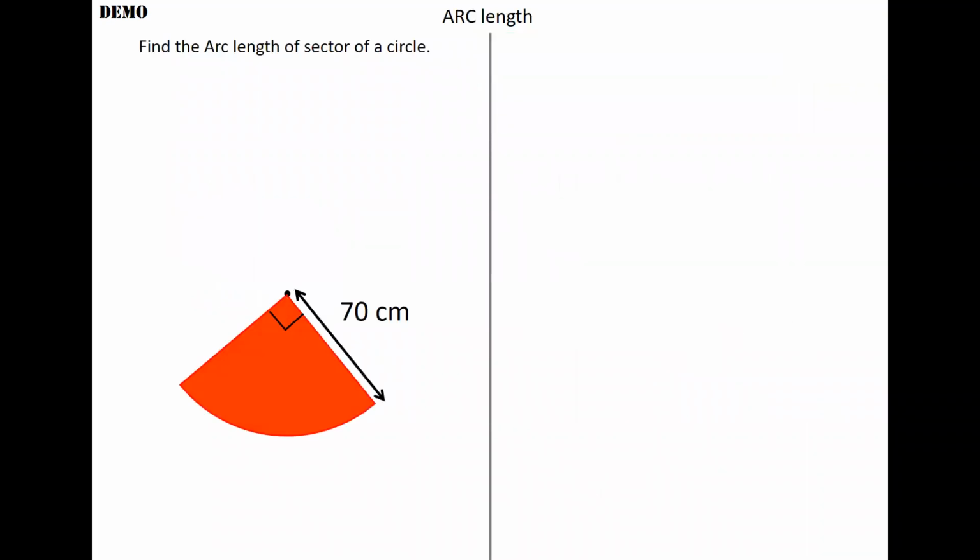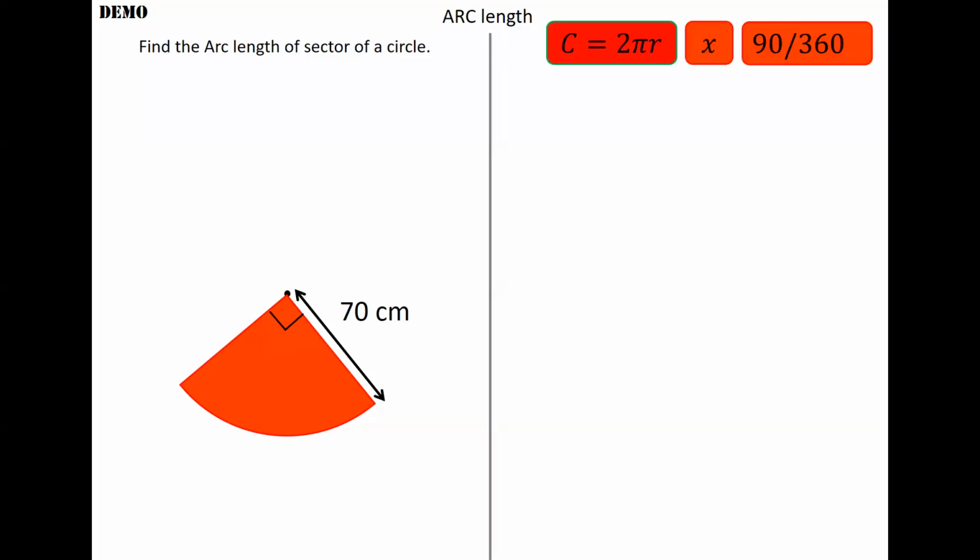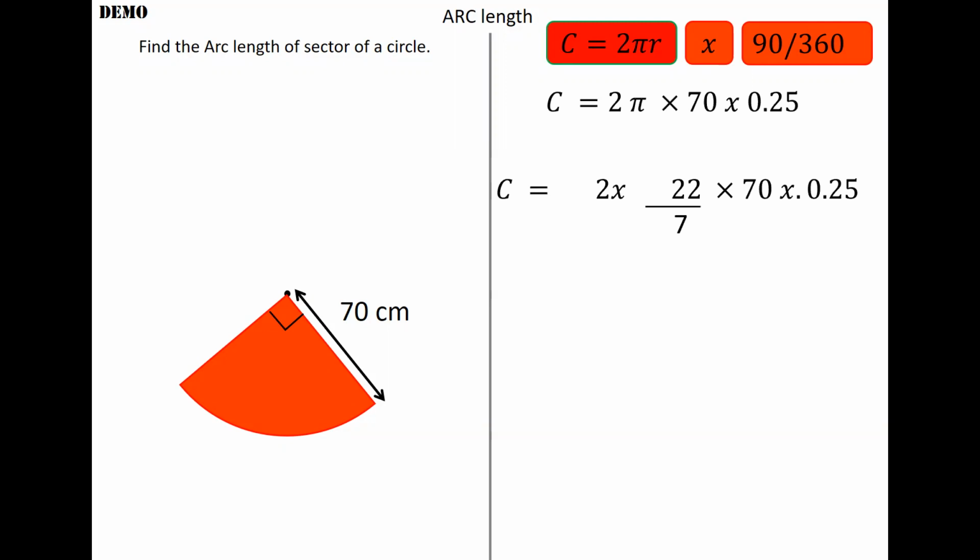Next. Arc length of a sector of a circle, given the radius. When the radius is given, how do you calculate the arc length? So the formula is 2 pi r into the fraction. To make a fraction, what fraction is it of the whole circle? 2 pi r into 90 over 360. It's called a fraction. So 2 pi r, where r is 70, into 0.25 or 1/4. So 2 into 22 over 7 into 70 times 0.25.